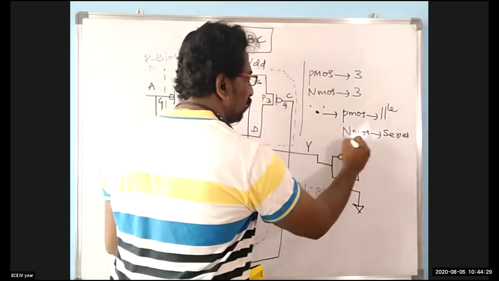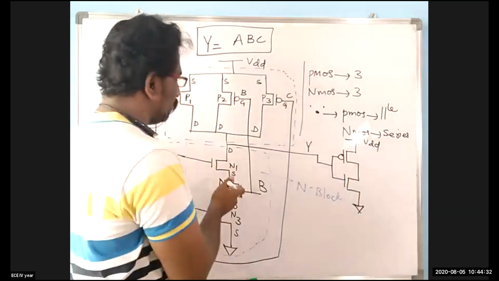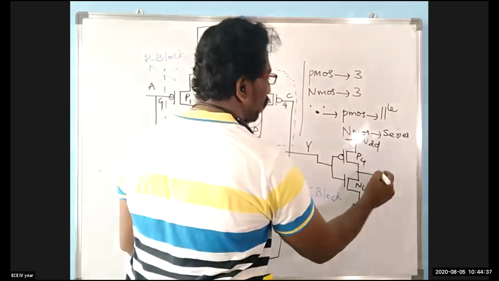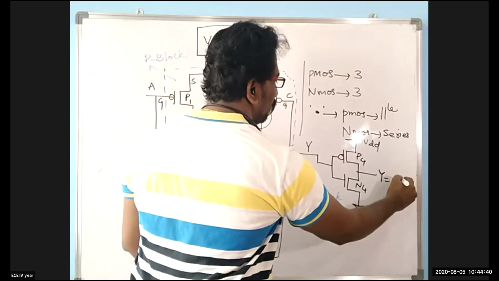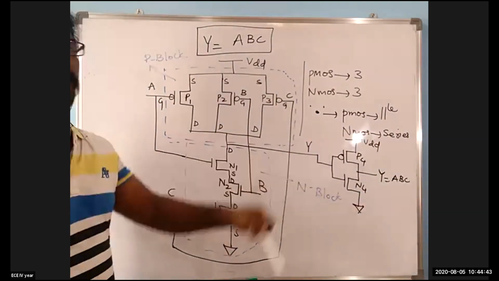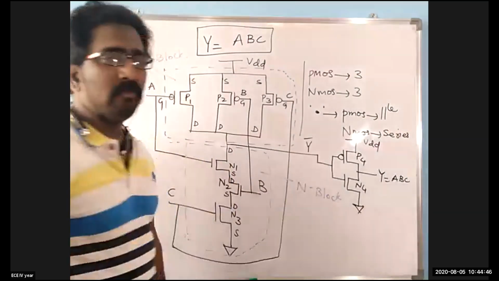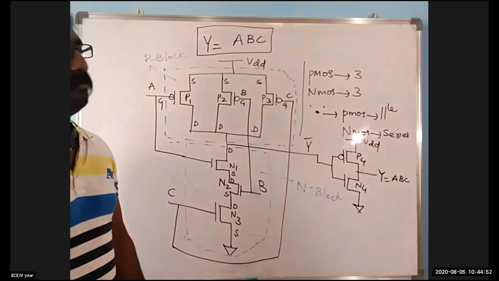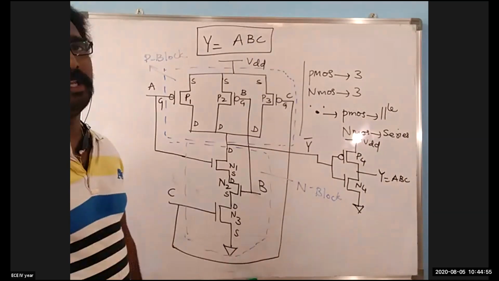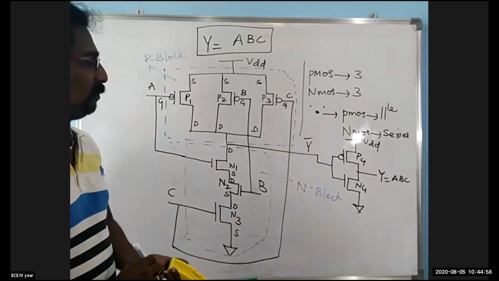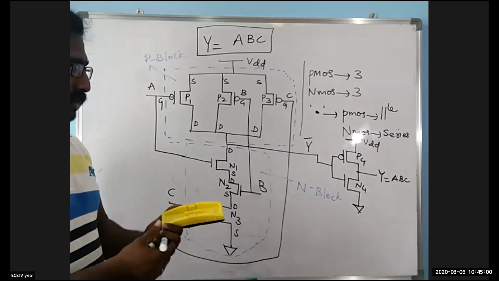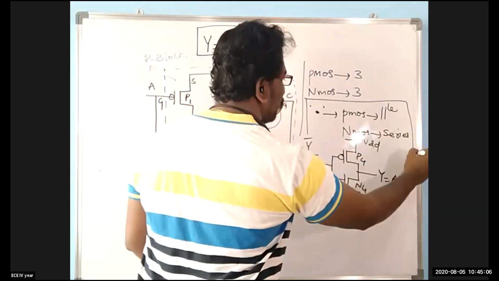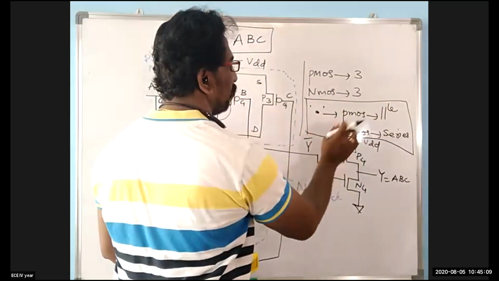Now this is your Y, VDD, and this is P3, P4, N4, and this is your Y output, Y equal to ABC, and this becomes your Y bar. So this is how you are supposed to construct the circuit if three inputs have been given in the Boolean equation. Kindly note it down. Once that is done, we'll enter into the next level of two operators with three inputs.